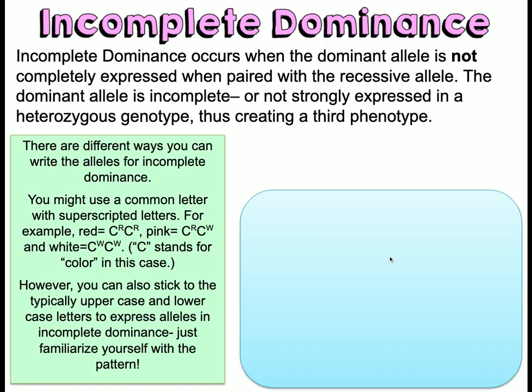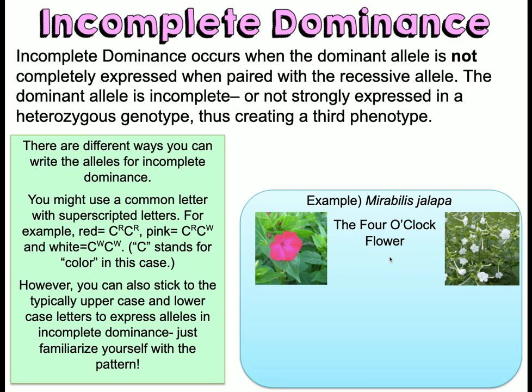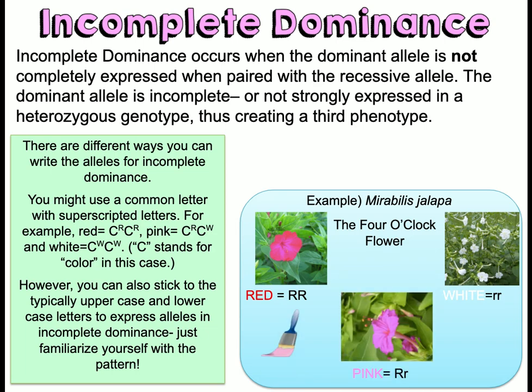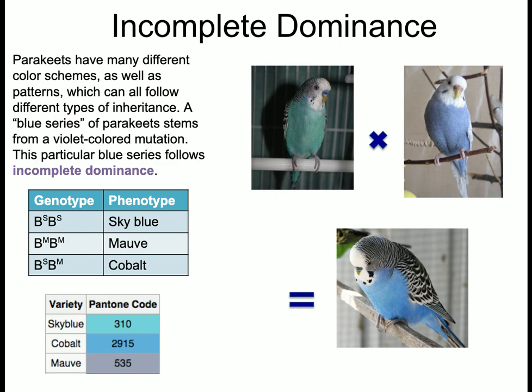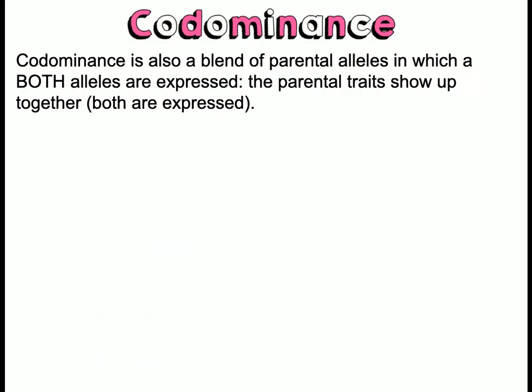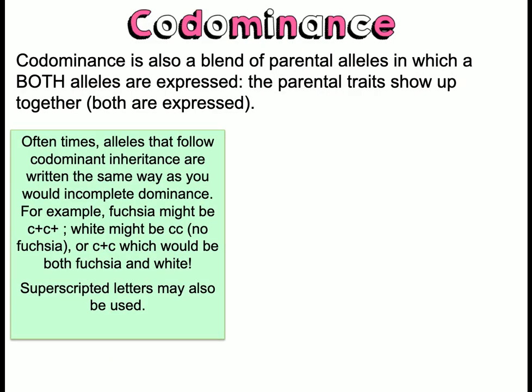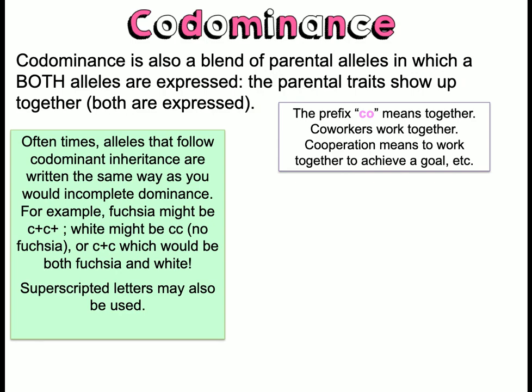So here's incomplete dominance. Four o'clock flowers, they're called that because they like to open up around 4 o'clock. You have red and you have white, and when you put them together, you will get pink. It makes just enough of each that you see both phenotypes. Another example, these pretty little birdies. You can have sky blue and mauve will get you cobalt, kind of a richer blue color. And then these parakeets. Codominance, they're both expressed. So they're both dominant, codominant.